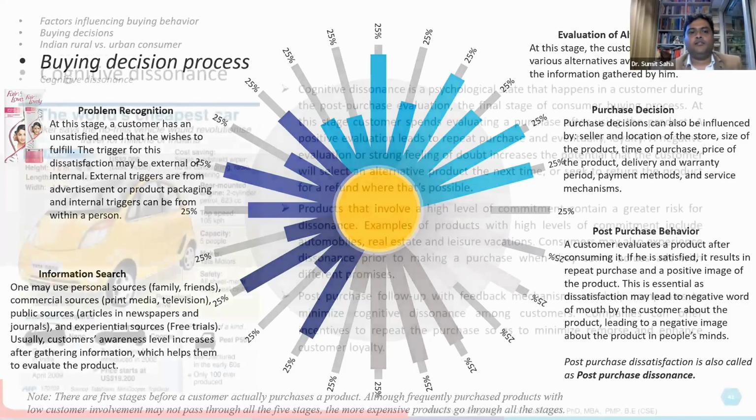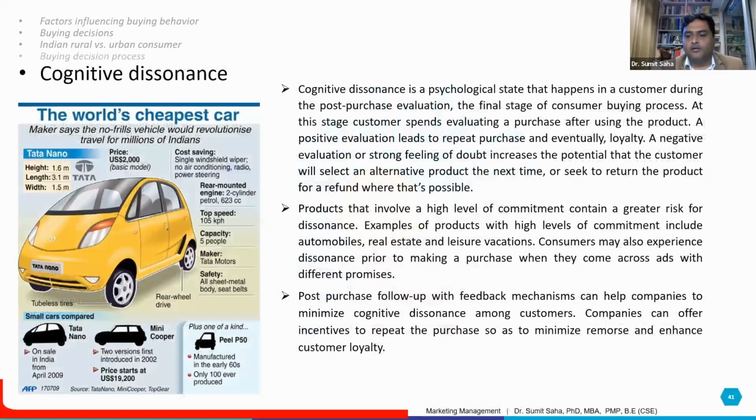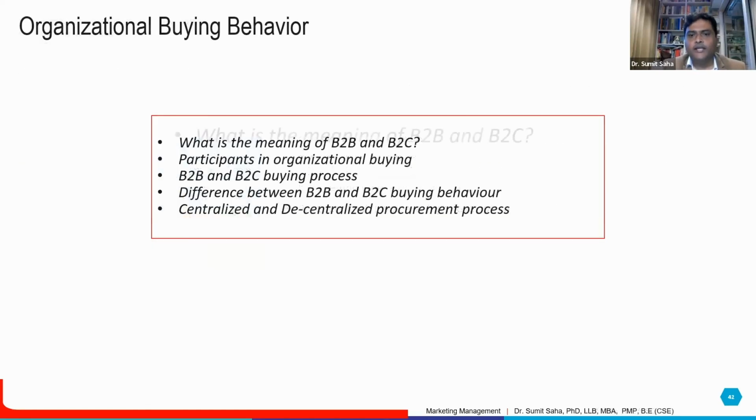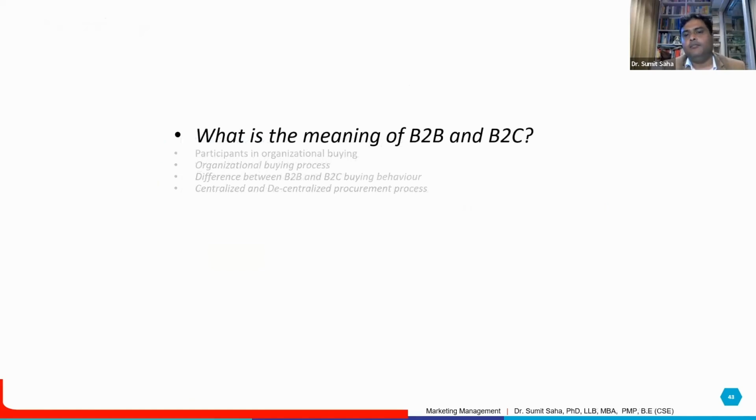Let's move on. I have many things to tell. So this I already have discussed, that cognitive dissonance is nothing but after purchasing a big ticket product, always our mind keeps on thinking whether I have taken a right decision or not. So that stage is called cognitive dissonance. Now, in quick words, I'll be telling you what is B2B and B2C. B2B means business to business sales, and B2C means business to consumer sale.